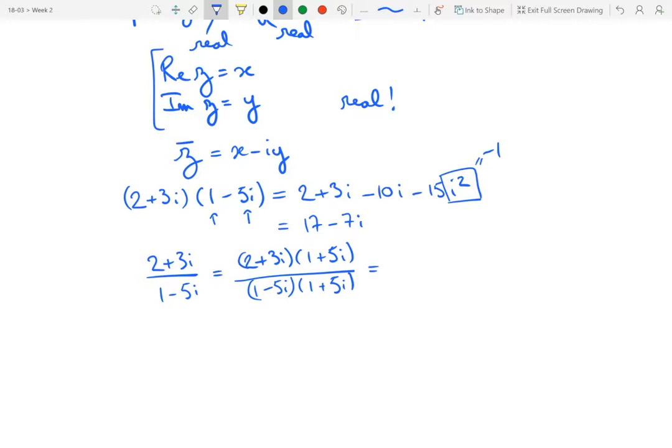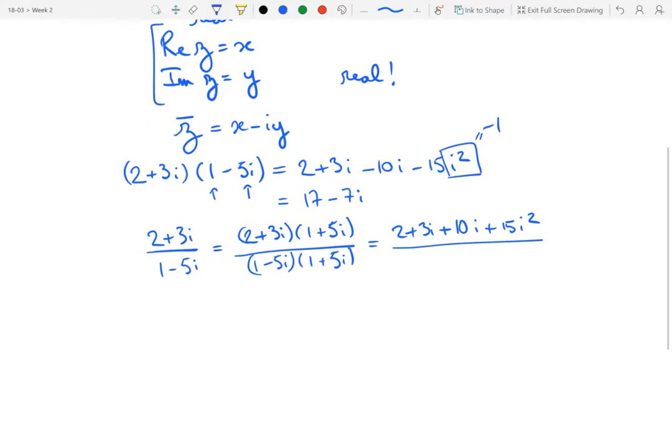At the top, what do you see? Well, you have 2 plus 3i plus 10i plus 15i squared when you distribute the factors. And the denominator will end up being quite simple. Why? Because we have 1 plus 5i when I distribute against 1 here. And then we have minus 5i when I distribute against 1. And then if we distribute against 5i, we have plus 5i here, and then minus 25i squared.